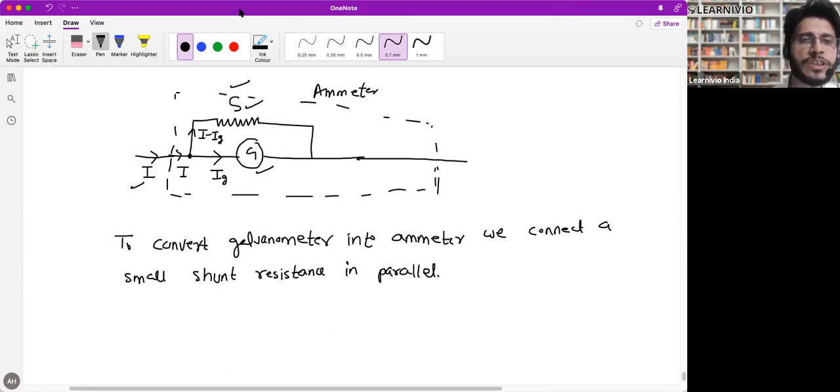If two resistors are in parallel, which quantity will remain the same? Current will remain the same or voltage will remain the same? Mariam? Yes, Mariam. If two resistors are connected in parallel, then which quantity will be the same? Current is the same or voltage is the same across both the resistors? Yes, Mariam.